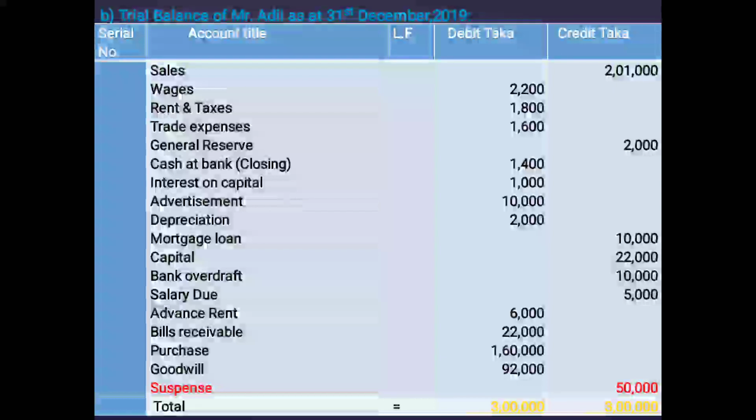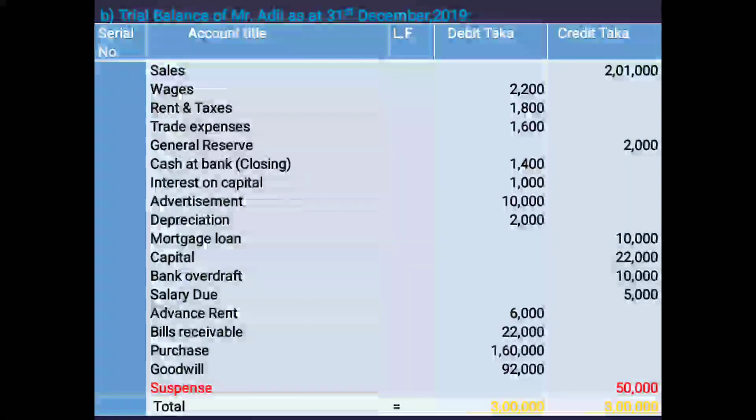Depreciation is one kind of loss or reducing value of fixed assets, or written down value of tangible fixed assets. So depreciation always shows a debit balance. In this trial balance, depreciation is debited for taka 2000.